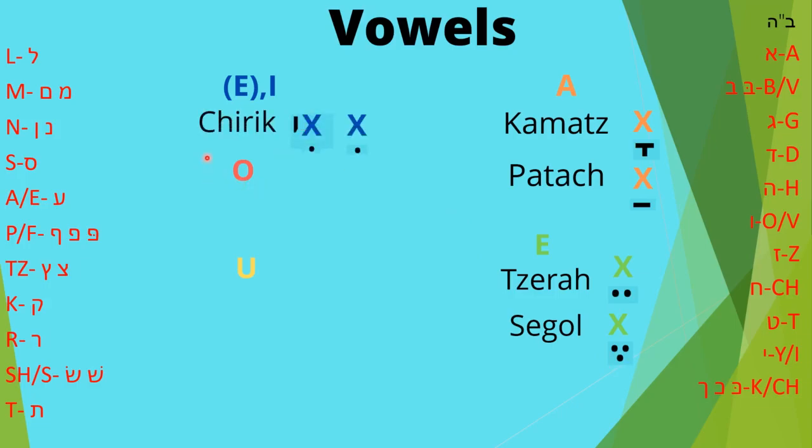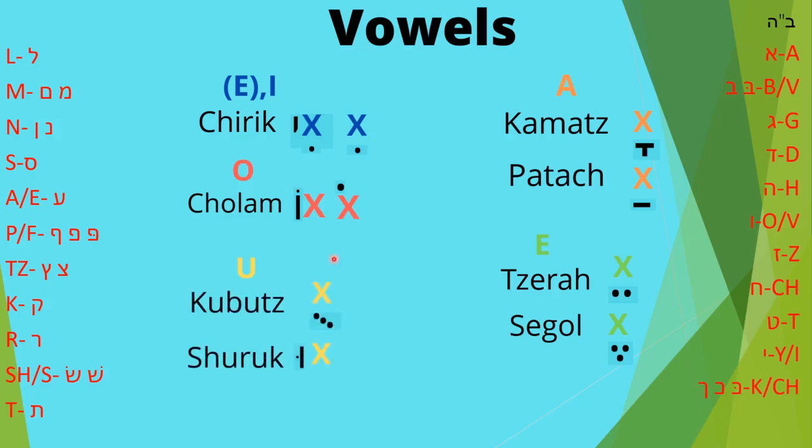Next we have the vowel chirik, and that makes the sound of E, and it's either a letter with a dot under or a letter with a dot under followed by the letter Yud. Next we have the vowel cholam, and the sound that it makes is O. So it's either a letter and a dot on top, notice it's on the left side, or we have a letter and then a vowel following that letter with a dot on top, both making the sound O.